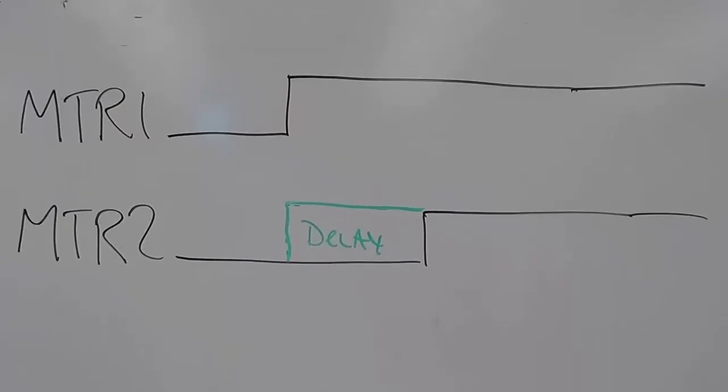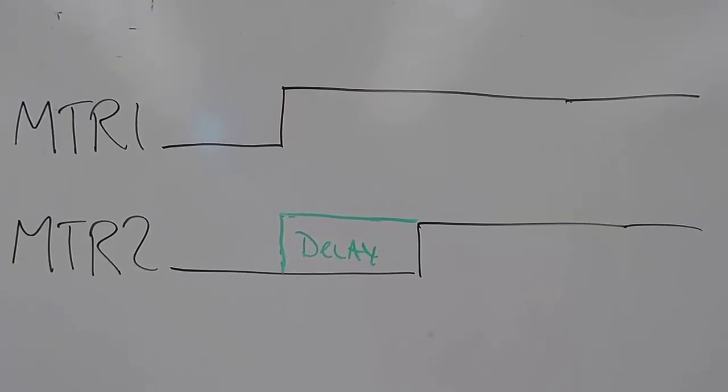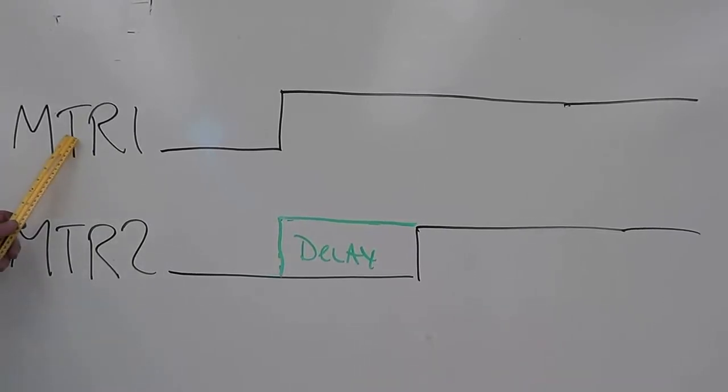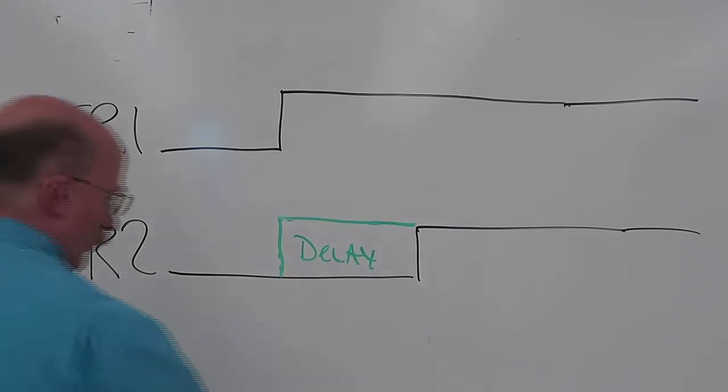Okay. All right, lab number 6, you've got the condition where you have motor 1 and motor 2, 3, 4, 5, 6. And let me go ahead and put motor 3 on here.